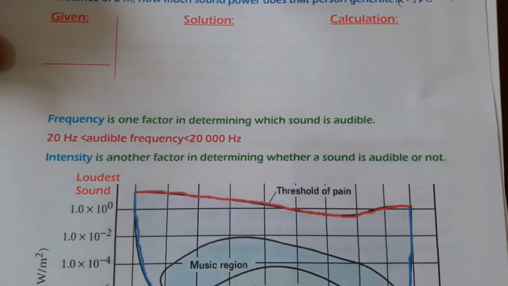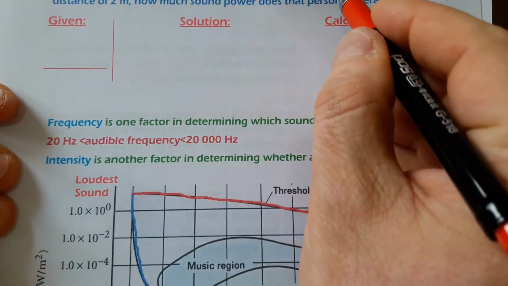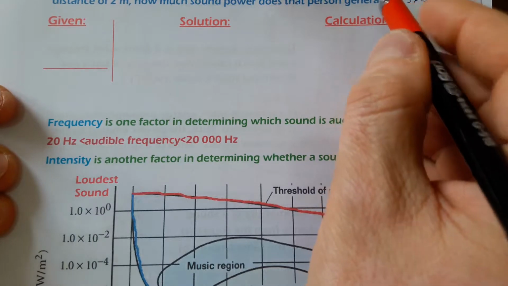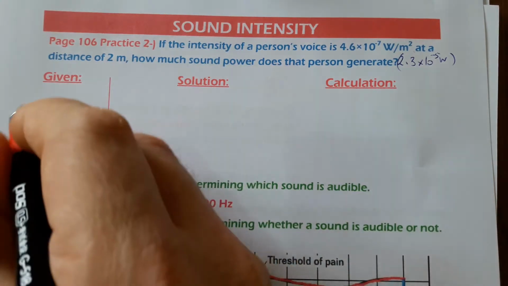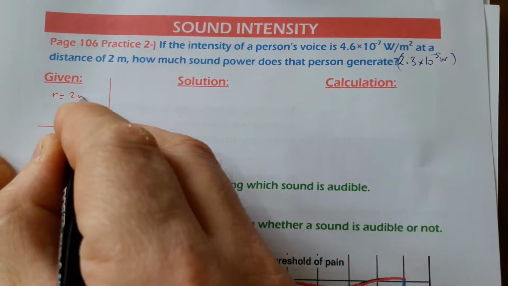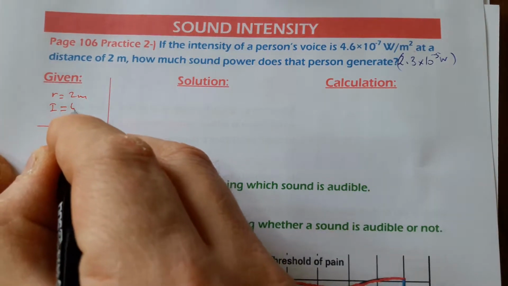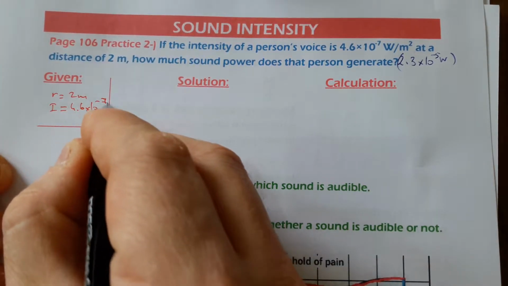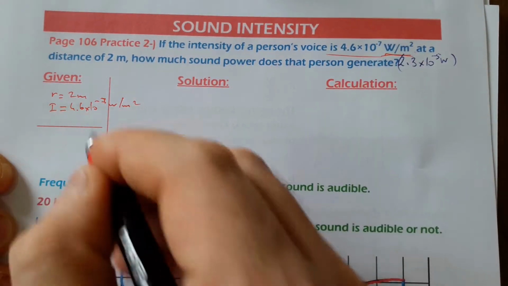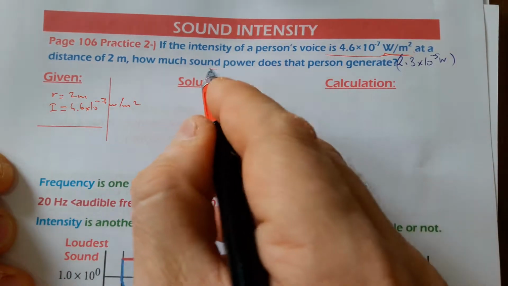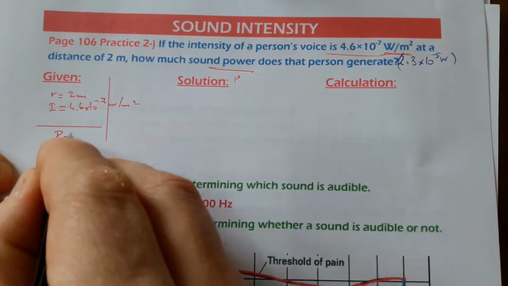Next is another question, very simple. If the intensity of a person's voice is 4.6 times 10 to the power of minus 7 watt per meter squared at a distance of 2 meters. So the distance is given as 2 meters. At this distance, we hear that sound intensity as 4.6 times 10 to the power of minus 7 watt per meter squared. By looking at the unit you can also understand which quantity this is, sound intensity. So how much sound power does that person generate? Calculate the power.